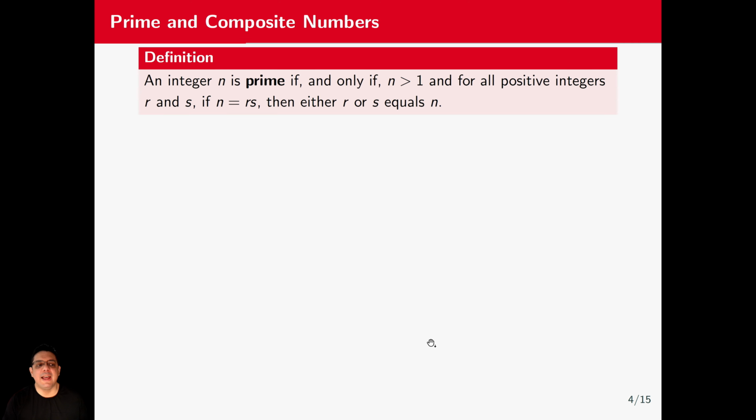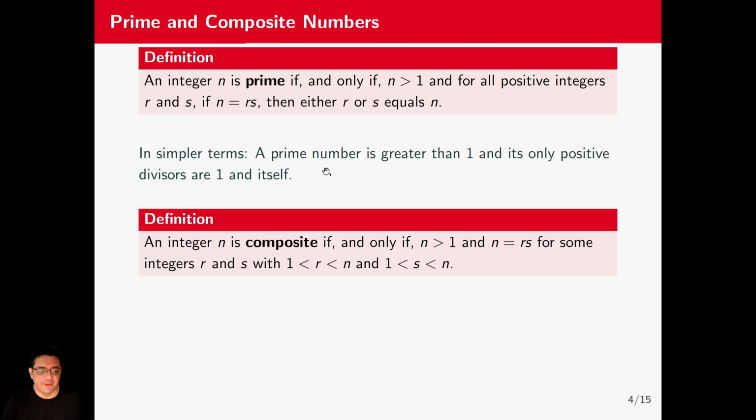Now, we can have definitions for different things. For example, we also have prime and composite numbers. An integer is prime if it's only divisible by itself and by 1. You can see it as: a number n bigger than 1 is prime only if, given that n is the multiplication of two numbers r and s, then r or s has to equal n. Therefore, the other number is going to be 1. So this means it's only divisible by itself and by 1.